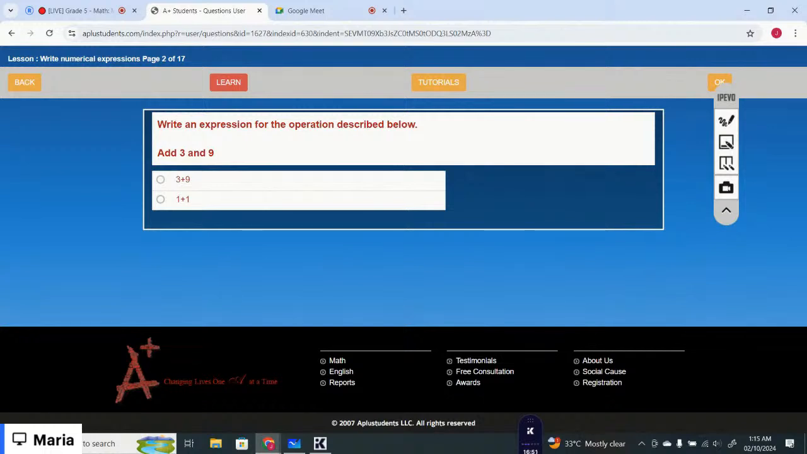Which option is the correct one? That is 3 plus 9, right? Option number 2 is the correct option.